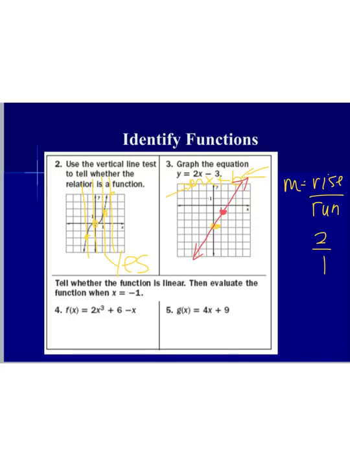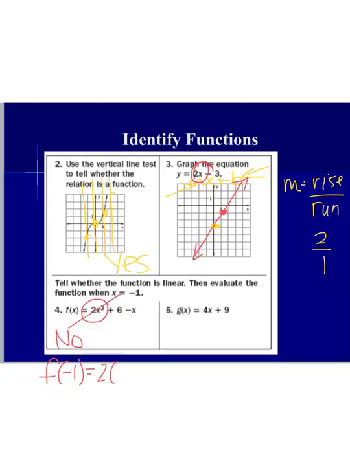Okay, my last two problems. The first one, number 4, says tell whether the function is linear. Well, if you remember, linear will just have an x value like this, an x to the power of 1. This one has an x to the power of 3, so this one is not linear. Now the next thing that it wants you to do is to evaluate the function when x equals negative 1. So basically what you're doing there is you're taking f of negative 1 and you're taking that negative 1, you're substituting it in for everywhere that you see an x.